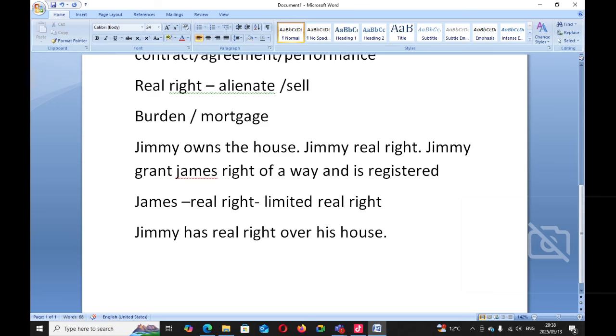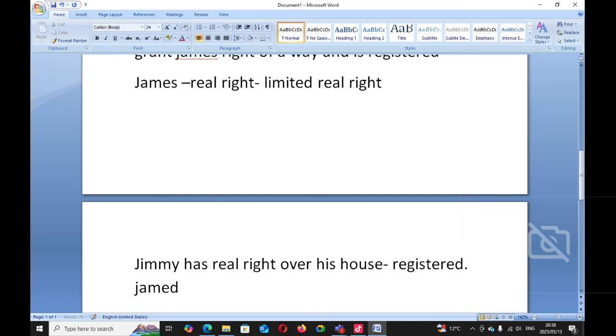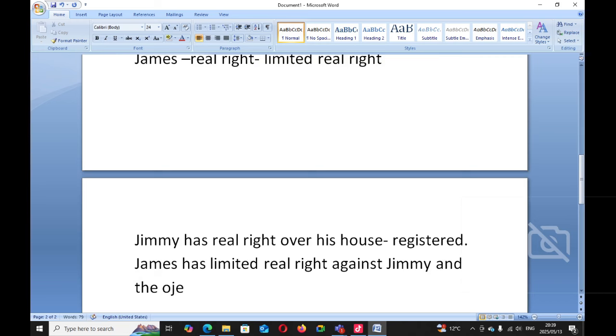And what about his house? Is it registerable? Yes, his house is immovable property, so it means the house should be registered. That's how you write when you answer this question. What about James? James has a limited real right. You use "against". You don't say against the house. He has a limited real right against Jimmy. And the object is a house, which is registerable according to the law.